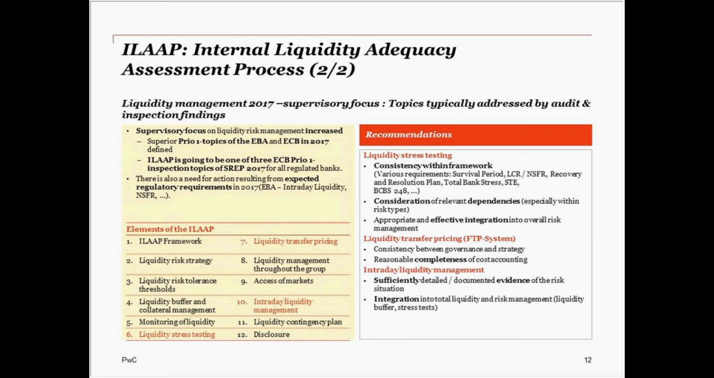And here, I guess we picked out a couple of points: consistency between governance and strategy. So how is the allocation of costs and benefits of liquidity driving the business strategy and driving the business? And the reasonable completeness of cost accounting. So how are we ensuring that these costs are being taken into account? More a technical question, I suppose. How are these costs being taken into account in the internal transfer pricing processes?